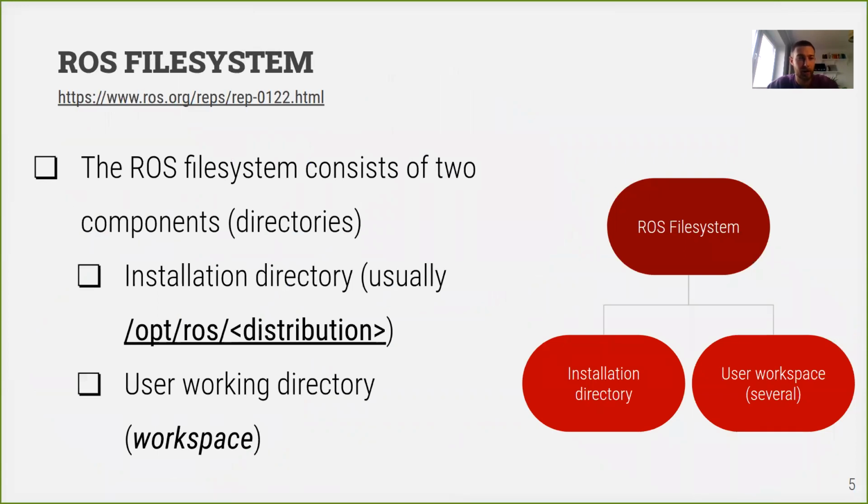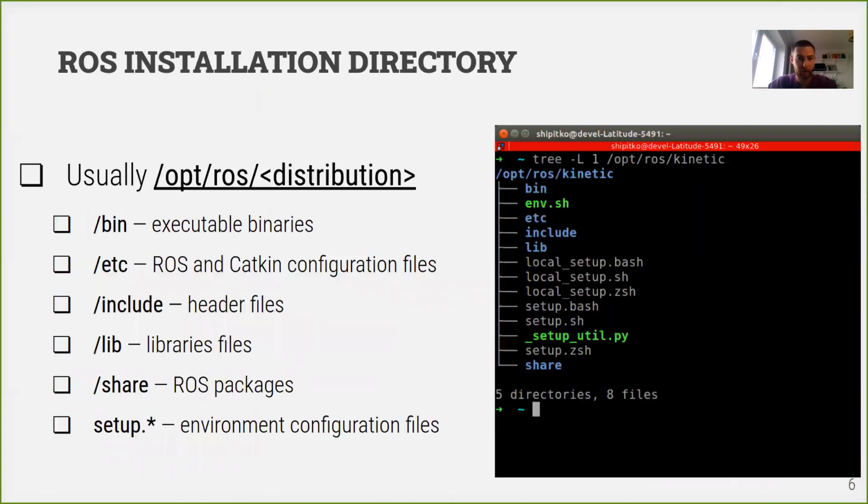And we discussed the ROS file system. We know that ROS basically stays in two places on your PC. First one is the installation directory, where standard packages and standard setup scripts are located. And second one is your user working directory. There can be many of them, but usually, especially in the beginning, we just have a single working directory where we place all packages we develop.